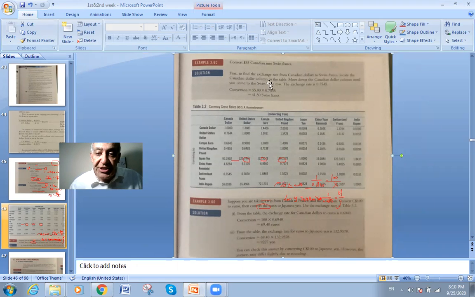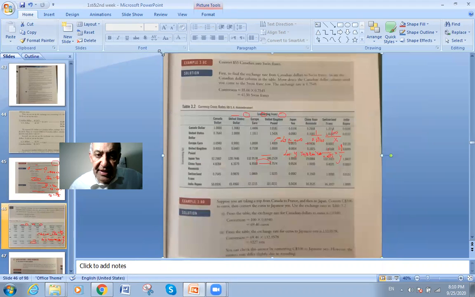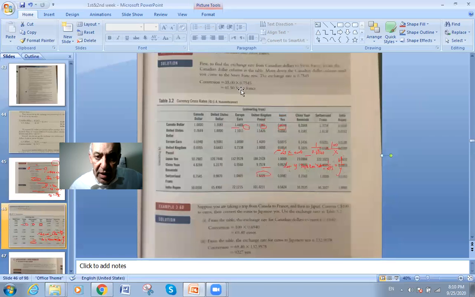First, find the exchange from Canadian dollars into Swiss francs. You know what you will do? Let us see an example. You will go down the column till you get to Switzerland. I just want to enlarge it more so that you can see the numbers very clearly. Now this is very clear.